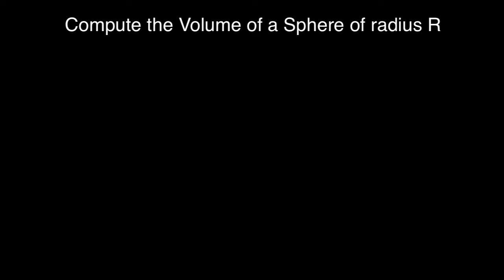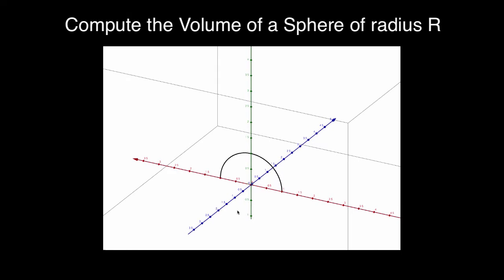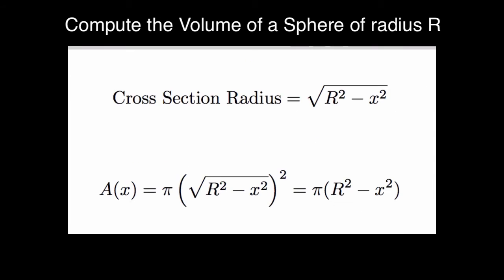A sphere is a type of object called a solid of revolution. To obtain a solid of revolution, take a region and rotate it about some line of symmetry. The sphere is obtained by rotating about the x-axis the half circle that is bounded by the curve y equals the square root of r squared minus x squared and the x-axis. Notice that when you do this, the cross-section is a circle of radius square root of r squared minus x squared. Therefore, A(x) is equal to pi times this radius squared. Namely, A(x) is equal to pi times the quantity r squared minus x squared.